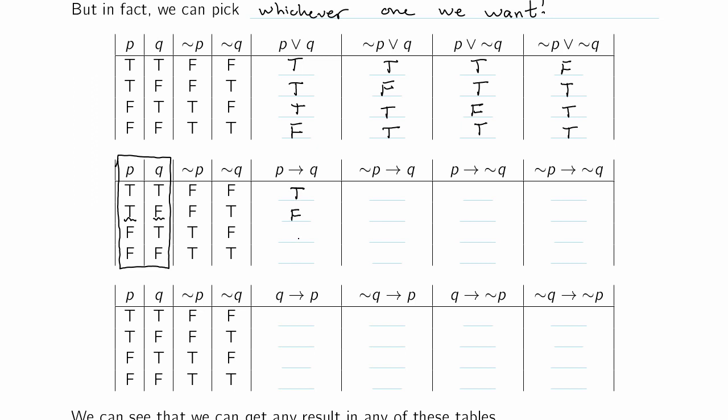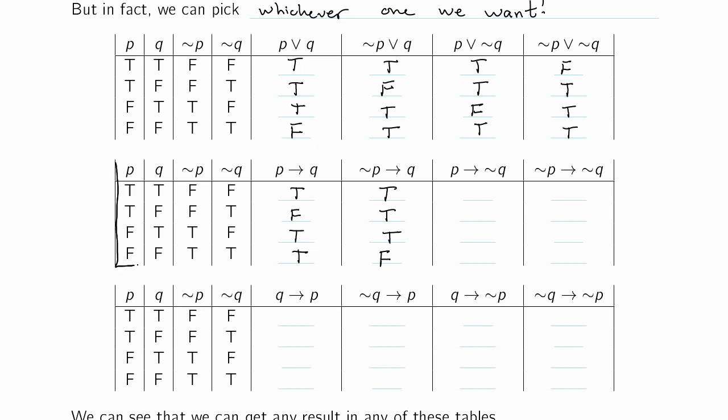It's true the rest of the time. For if not P then Q, we'll want to look at these two columns. We're going to be very careful because these columns are written in the opposite order from where they are in the conditional. To find out where if not P, then Q is false, we want to see where not P is true and Q is false. That's where this is going to be false. And then it's true the rest of the time.